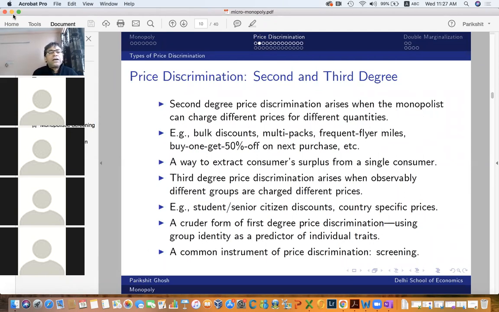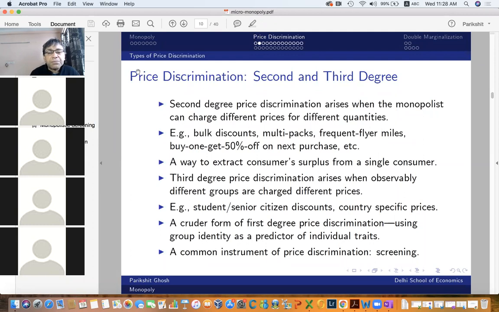So if the monopolist was somehow constrained to charge a single unit price to this consumer, no matter how much you buy, you can buy at 20 rupees per unit, then that will leave some consumer surplus, obviously, the usual diagram, that triangle. So there's potential consumer surplus for the monopolist to extract, to steal.